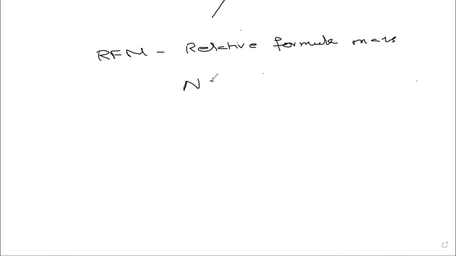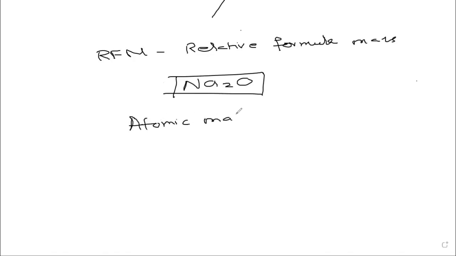Now, how will we calculate RFM? What is actually RFM? RFM is relative formula mass, the mass of the entire formula. For example, the formula we saw first was Na2O. The mass of this entire formula is called formula mass. How will we get this formula mass? We will go to the periodic table, and for this we will need individual atomic masses. What are atomic masses? Atomic mass is the sum of the protons and neutrons of an element.